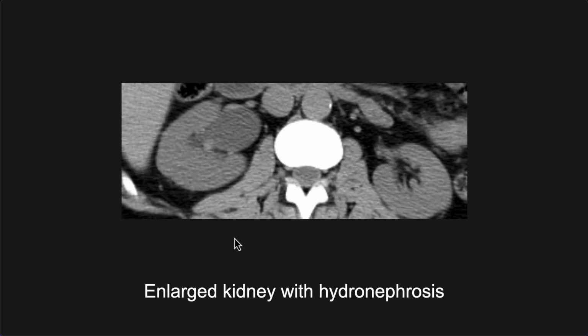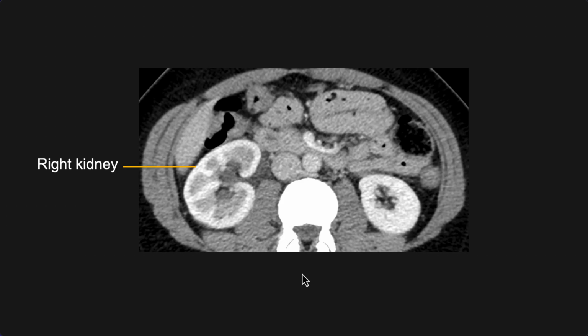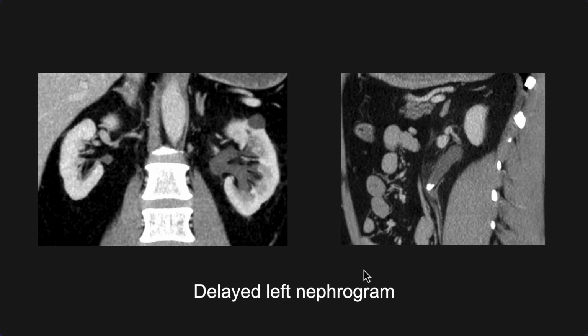So the major findings you're looking for when you're dealing with renal obstruction due to stones or potentially tumor are an enlarged kidney with hydronephrosis. You'll see a dilated ureter, that delayed nephrogram, where sometimes you'll even see that you'll still have that differentiation between the inner medulla and the outer cortex compared to the normal other side. And here's that look on the coronal view where we get a better sense of the asymmetry of that kidney due to a proximal obstructive stone.